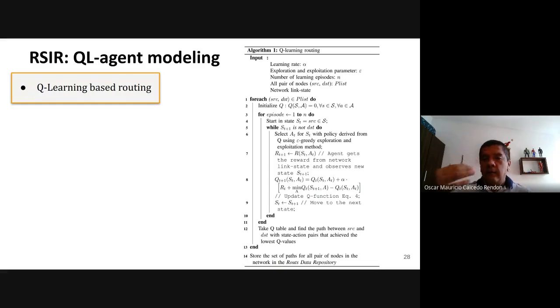Lines 3 and 10 are going to fill the Q learning, and in line 12 we are going to decide, okay, what is our best Q value in order to select the best path. In this case, the best Q value is the Q value with the minimum value, okay?